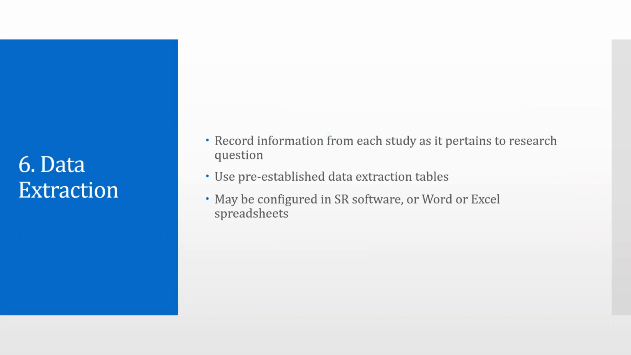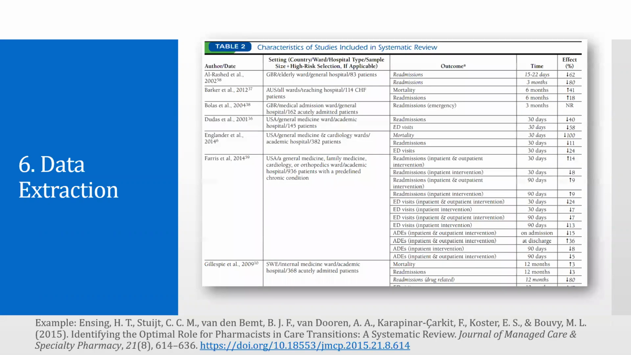And then of course you're going to look at your data extraction. Once you have that final list, we have a couple of tables that we have identified, but this is kind of what it looks like in an actual research study. This one was done identifying the optimal role of pharmacists in care transitions, the systematic review. And these are the articles that were the final cream of the crop.